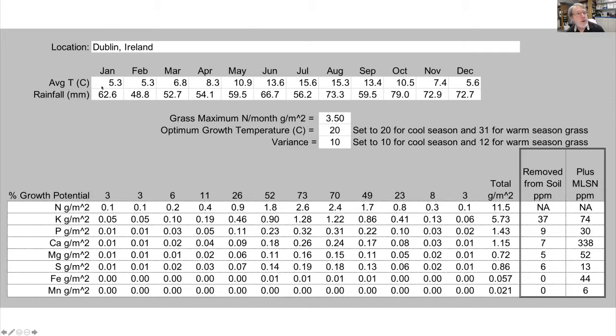Okay, so up on the top here, you just push in your temperatures by month, and that will interpret into growth potential down here. So this line across the top is percent growth potential, and if this were 100%, this value would be 3.5, which would be 100% of the nitrogen that we set for the year. So you can adjust this nitrogen level in the model. You can adjust the temperature, and you can adjust this variance factor.